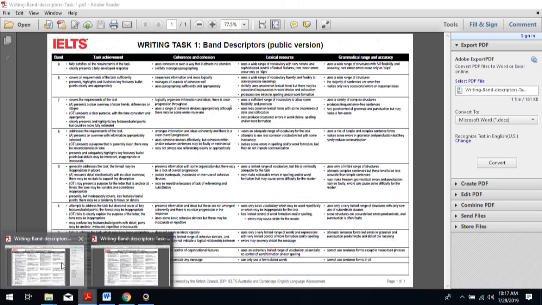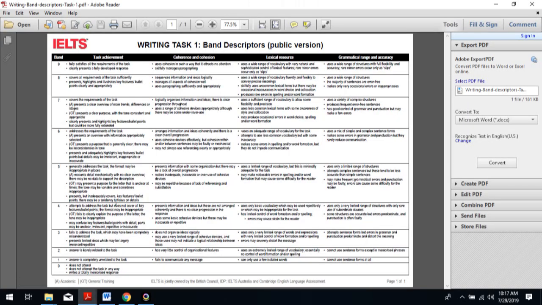Okay, so as you may already know, there are two tasks in IELTS. Task 1 and Task 2. Now, in Task 1, academic, you're supposed to write a report, and what you see right now is the public band descriptor for Task 1. So, in other words, these are the criteria for assessing you in your writing Task 1.